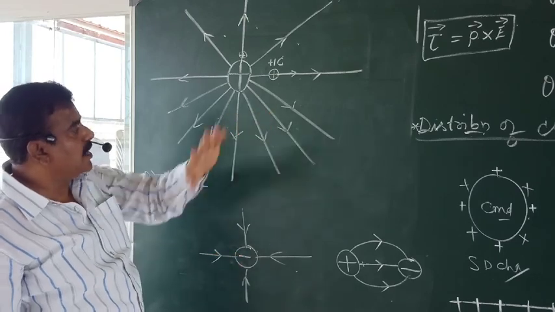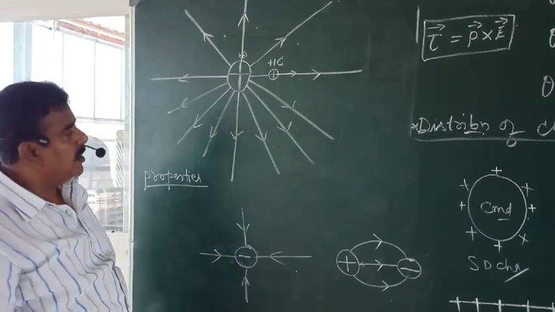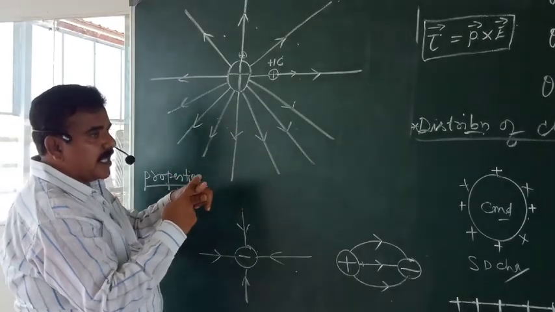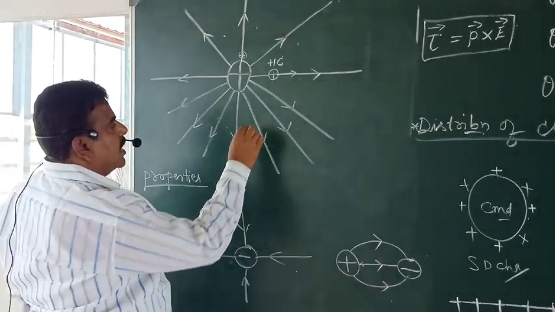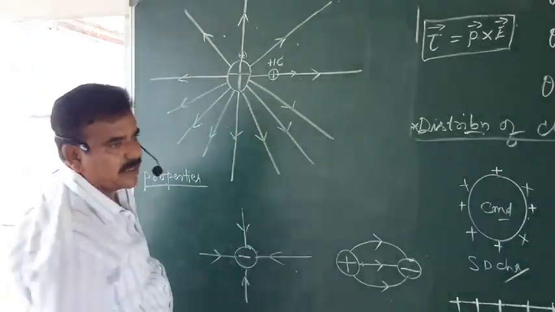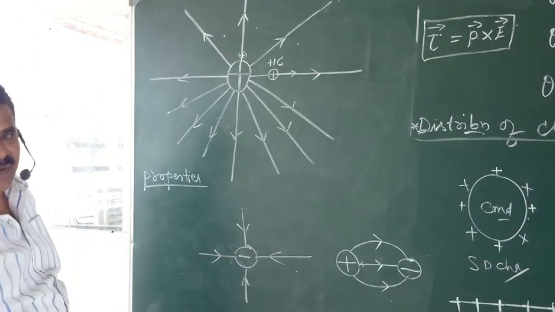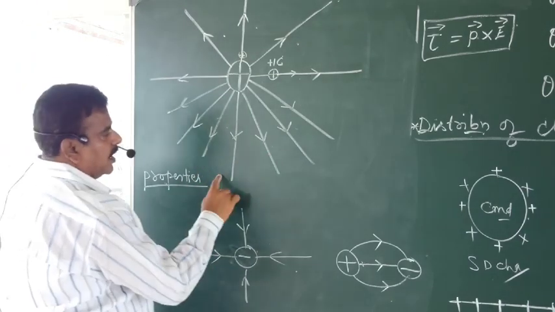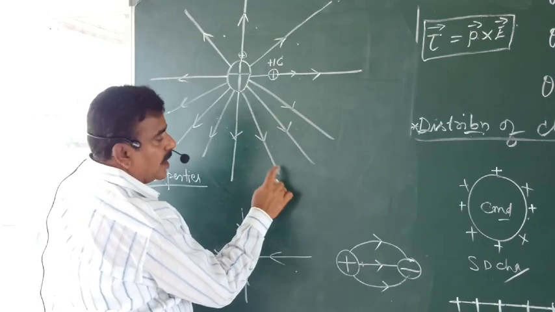No two field lines intersect each other. Why? Because a charge cannot move in two directions simultaneously. That is why no two field lines can intersect each other.